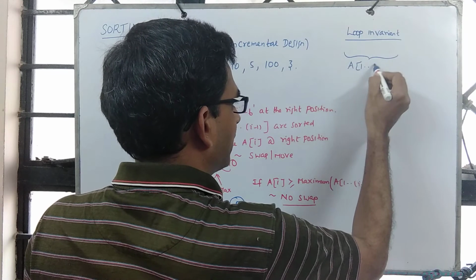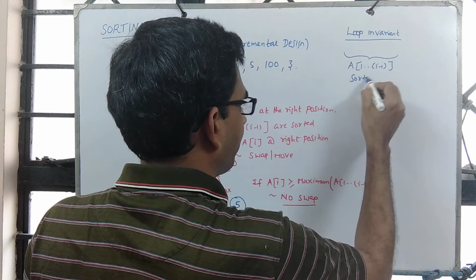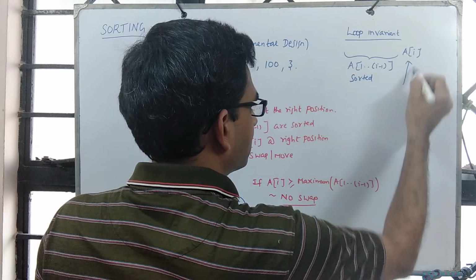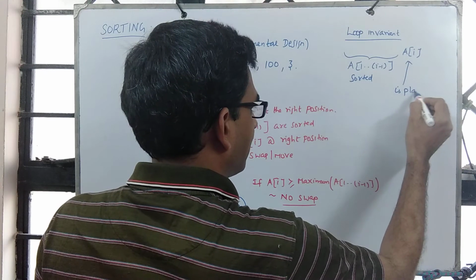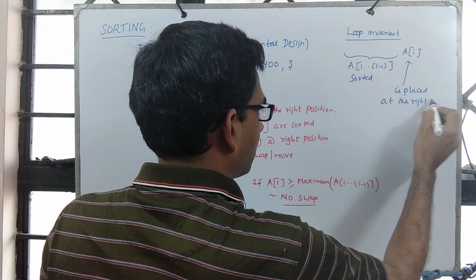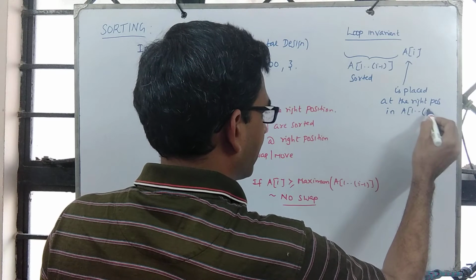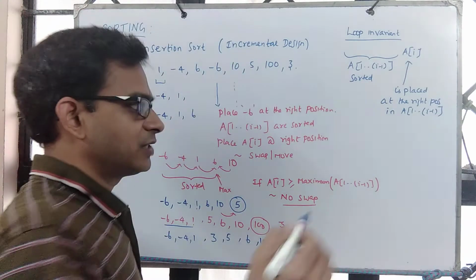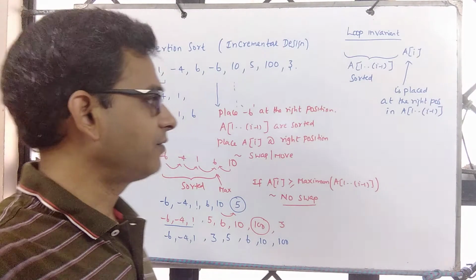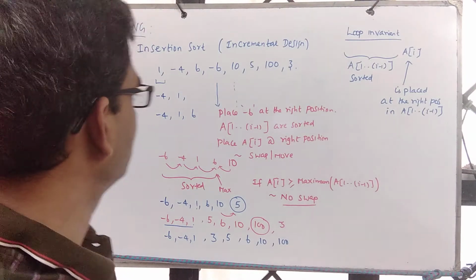A of 1 to I minus 1 elements are sorted, and A of I is placed at the right position in A of 1 to I minus 1. In the process we may have to shift and bring A of I to the right position. So that's precisely our algorithm.